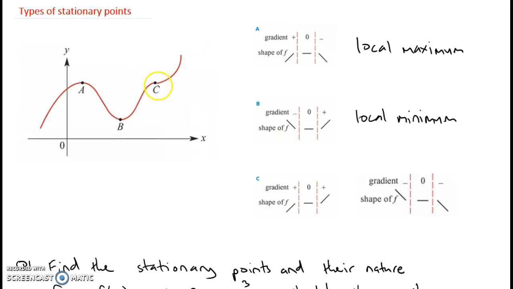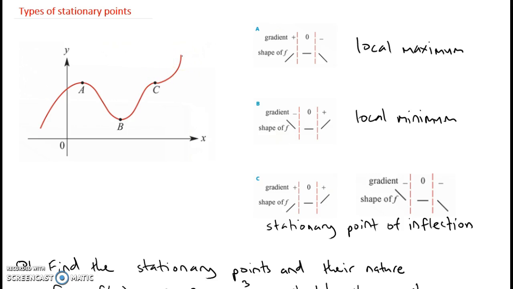This last type of stationary point is what we call a stationary point of inflection. And you can see that on either side of the point, the gradient will either be increasing on both sides of the point, so that's what we've got in this case here. It's increasing to the left of C, and then to the right of C it's also increasing.